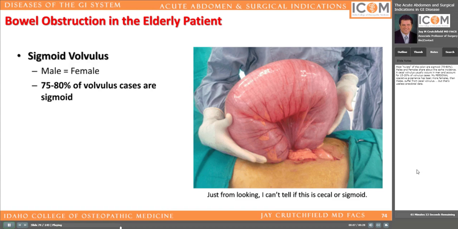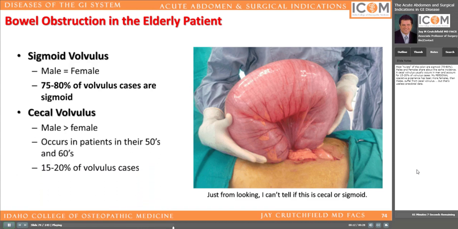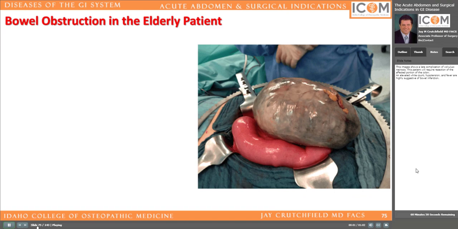Males and females share about the same incidence. A cecal volvulus usually occurs in men and accounts for about 20% of all volvulus cases. Interestingly, my personal operative experience has been that more females than males suffer from cecal volvulus, but truthfully, that's useless anecdotal information. This image shows a late complication of volvulus, that is necrosis. This patient will require resection of the affected portion of the colon.